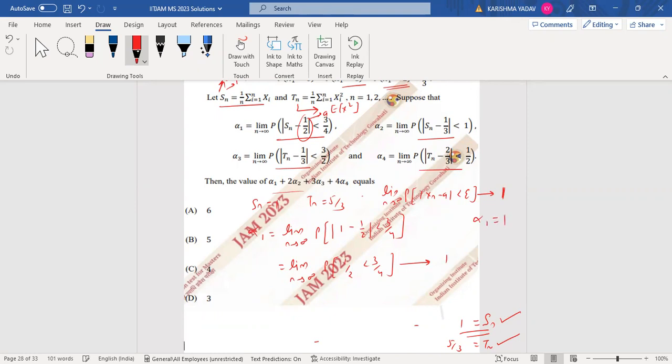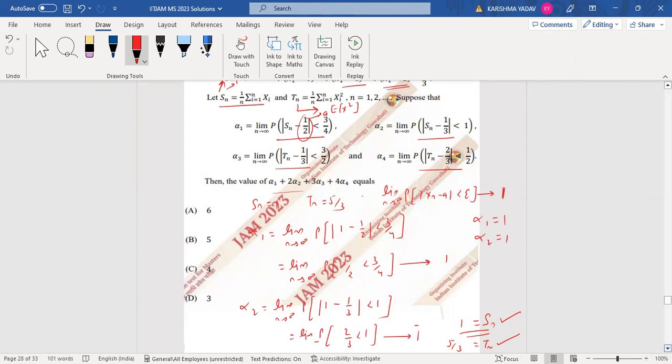Similarly, we'll check for alpha 2, which is the limit as n tends to infinity of the probability that |1 − 1/3| is less than 1. What is 1 − 1/3? It is 2/3, less than 1. Now tell me whether 2/3 is less than 1 or not. Yes, 2/3 is less than 1. So this is satisfied and it will converge to 1. So alpha 2 is equal to 1.